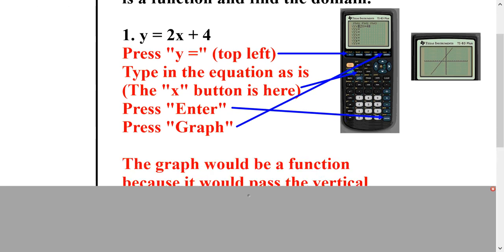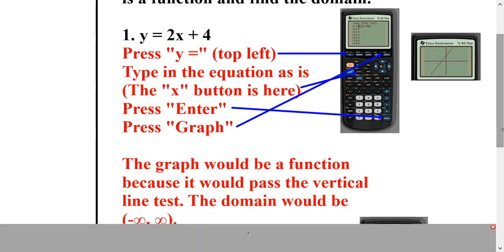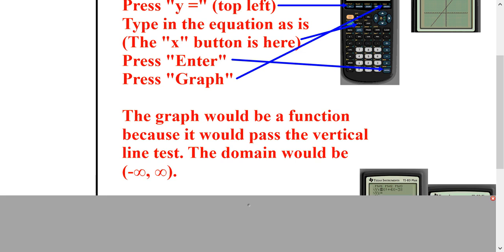And to write that in interval notation, you would put it in parentheses, because we can't physically count to negative infinity or positive infinity. So since you can't see that as a point on the graph, you would put those in parentheses. All right, let's try another one.